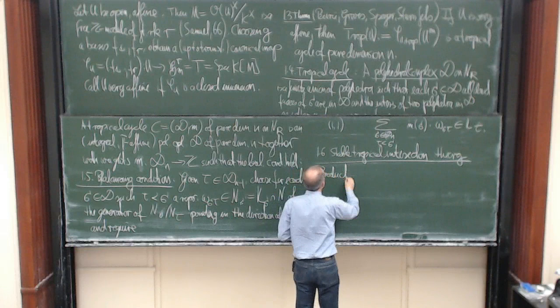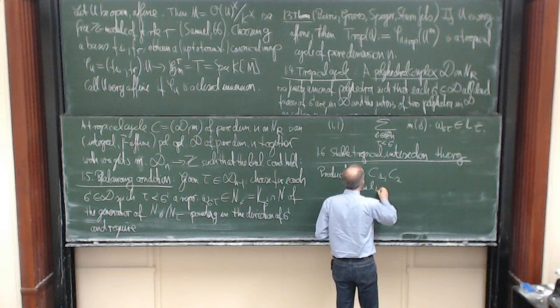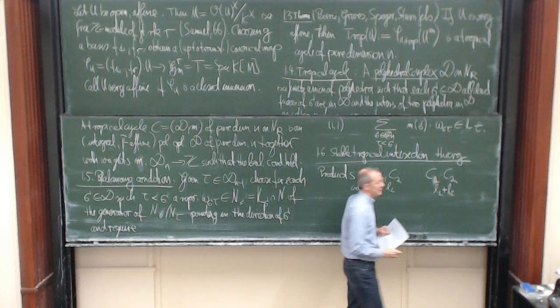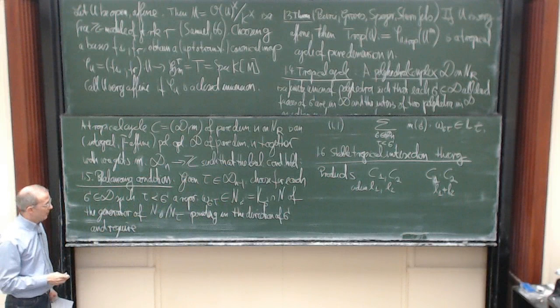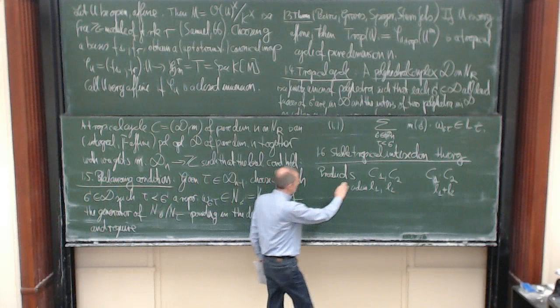So if you have two tropical cycles, C1 and C2, of codimension L1 and L2, then you can define the tropical intersection product, and that's a tropical cycle of codimension L1 plus L2. And it's not like in algebraic geometry where you would need some moving lemma or whatever, but here you just take any cycles and you can do the intersection. And it's again a tropical cycle. So you don't pass to any equivalence classes.